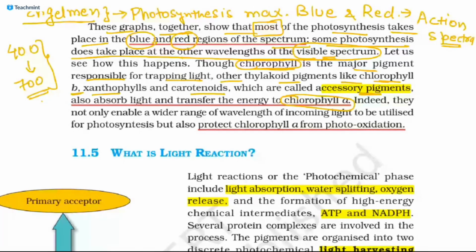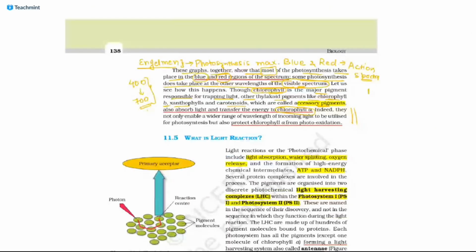But here, the last line, and this is very important. Here, 2 points are given. It is the function of accessory pigment. If a question is asked, what is the function of accessory pigment? First, you will say that it helps in a wider range of absorption. One pigment can absorb only at a fixed wavelength, but if there are many pigments, they will absorb at different wavelengths.